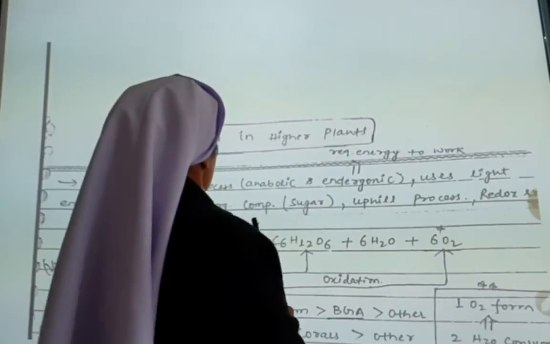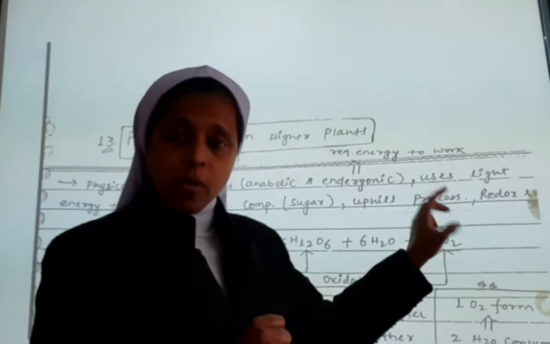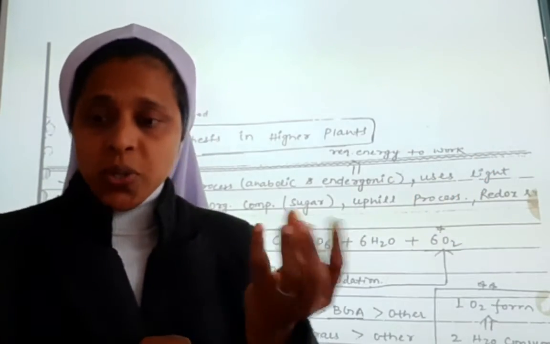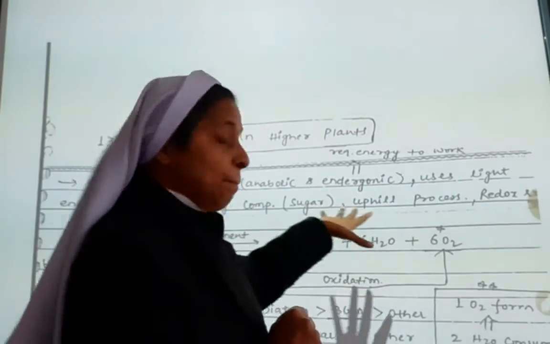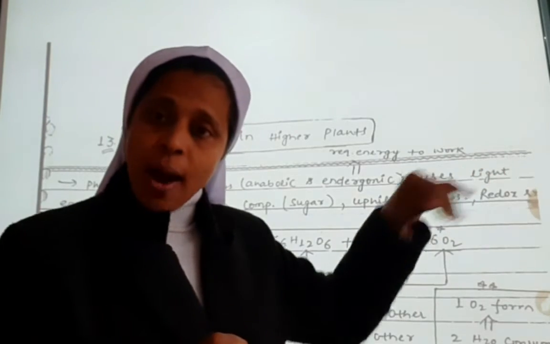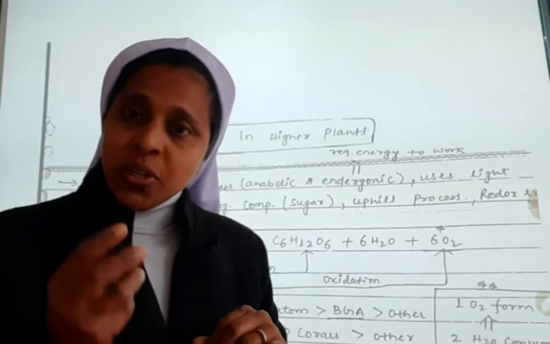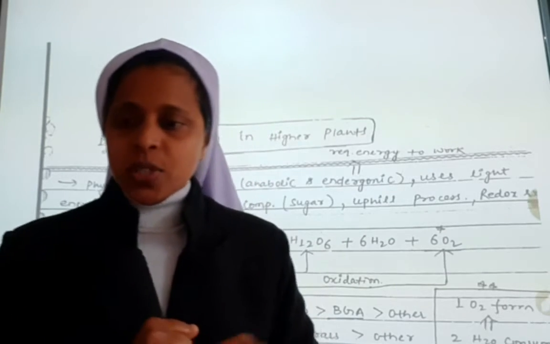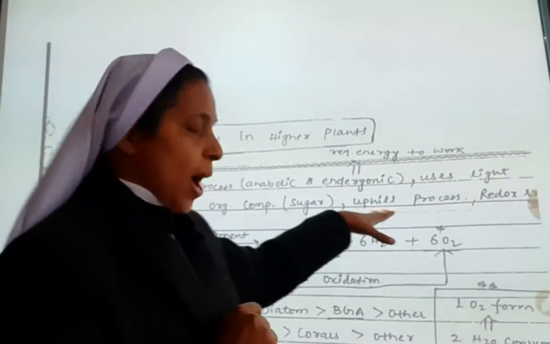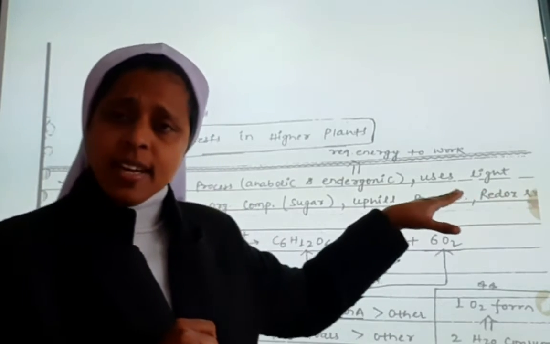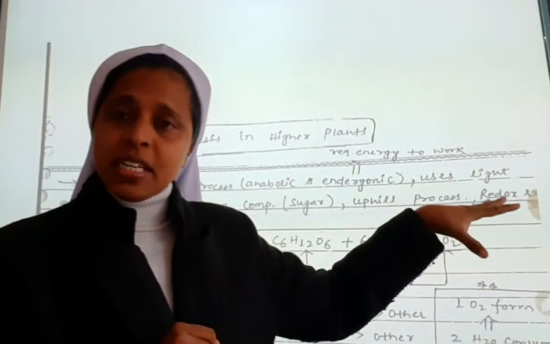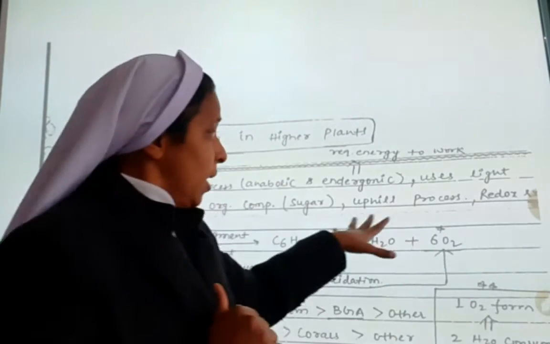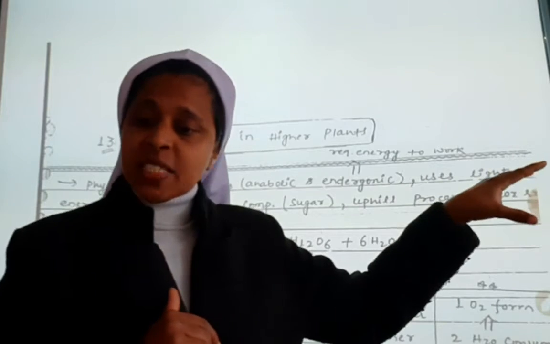Then, it uses light energy to synthesize organic compounds. So they will be utilizing the light energy to synthesize the organic compound. And next, uphill process. What is the meaning of uphill process here? Here the carbon dioxide will be acting as a weak electron acceptor. So that is why we mention it as an uphill process. Then redox reaction. What is redox? Water is splitting here. So water is being split.